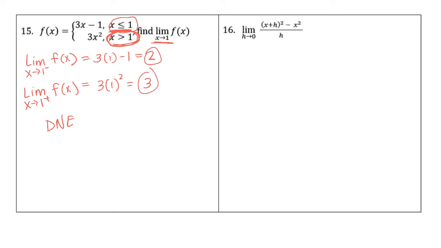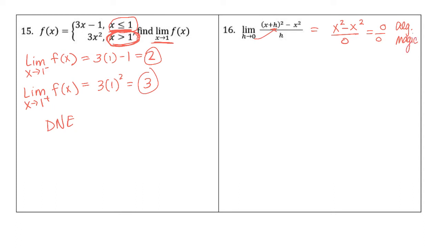All right, so let's talk about number 16. Number 16 has some algebra. When we plug in 0 for h, and we're doing that because h is approaching 0, we're going to have x squared minus x squared over 0. So that's going to give me 0 over 0, which means we've got some kind of algebra magic that's got to happen. So we're going to call that algebra magic.